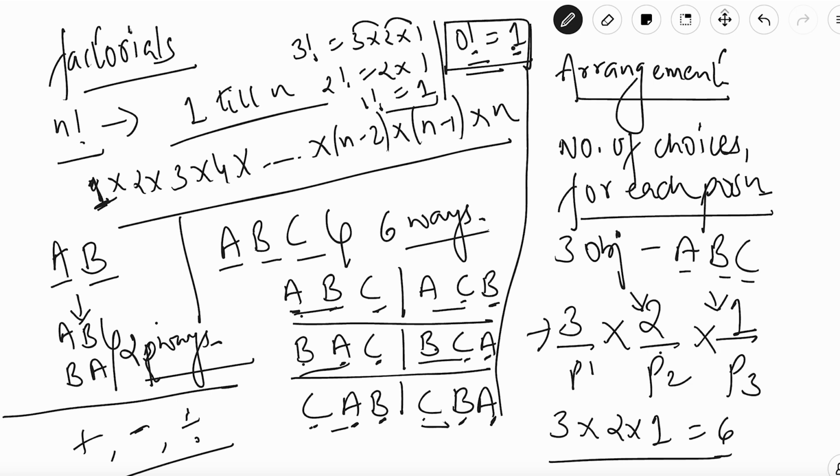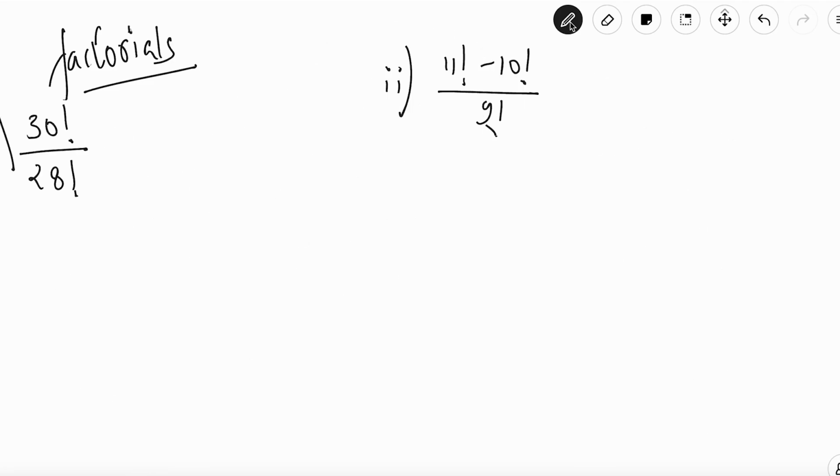Now let's take some examples of factorials and try to solve them. Let's solve these two problems on factorials one by one. So we know that n factorial is a continuous multiplication of n natural numbers from 1 to n. So basically for 30 factorial, we can go from 1 to 30 or from 30 to 1. We can minus one number at a time.